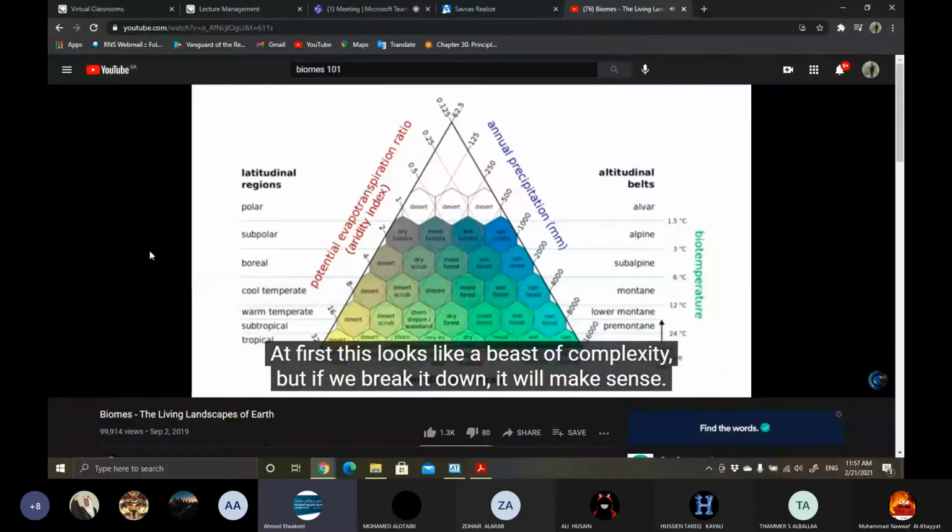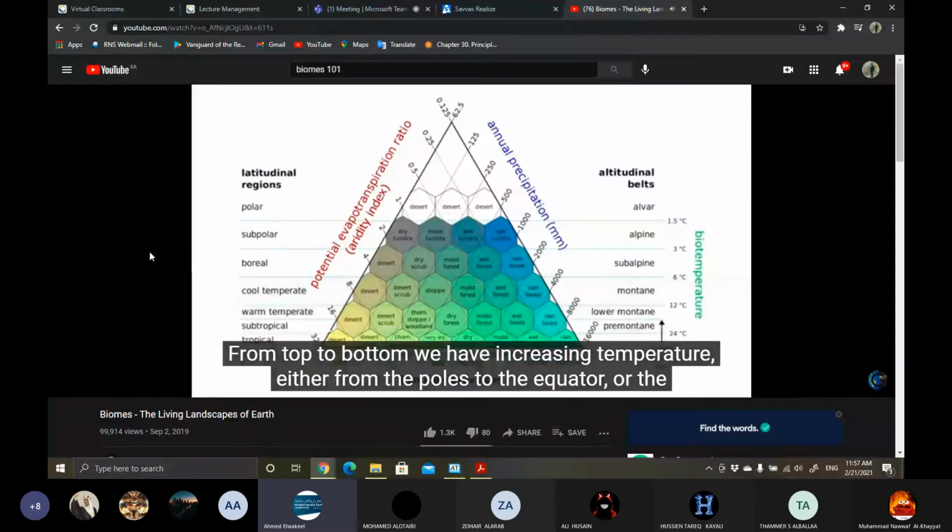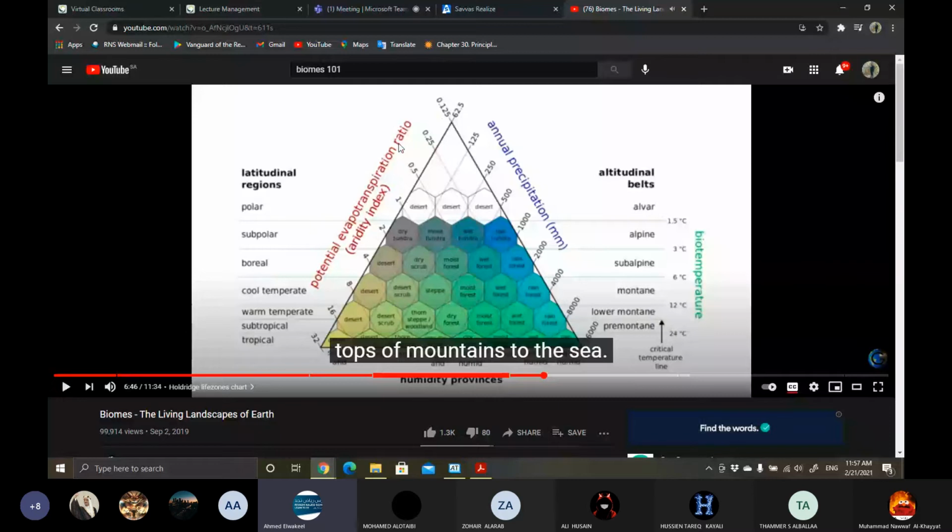From top to bottom, we have increasing temperature, either from the poles to the equator or the tops of mountains to the sea. So regarding this graph in front of you, you will have from the top here the temperature in the polar regions. And by going down and down, you will start to increase the temperature. And because of the increase in that temperature, you will find some more features that are to be added to the place.